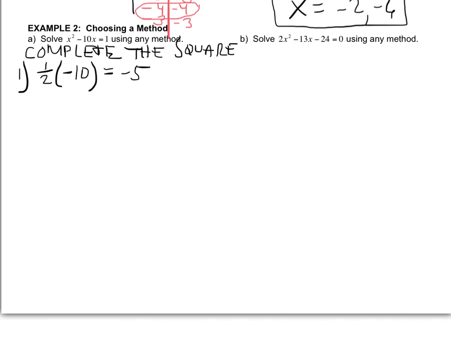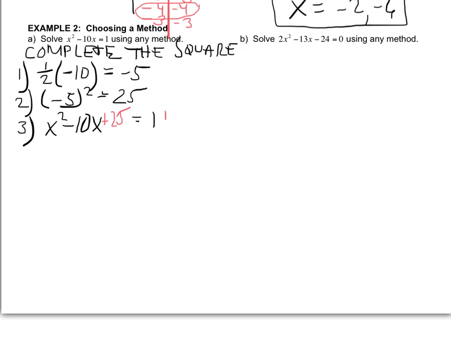Then what we said was in step 2, you take that negative 5 and you square it, which gives us 25. We then add that to both sides. So we initially had x squared minus 10x equals 1. And now what we just found was we're going to add 25 to both sides. And again, I think the part with completing the square, you have to remember adding it to both sides.